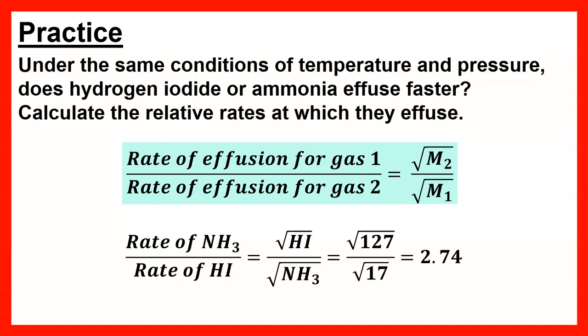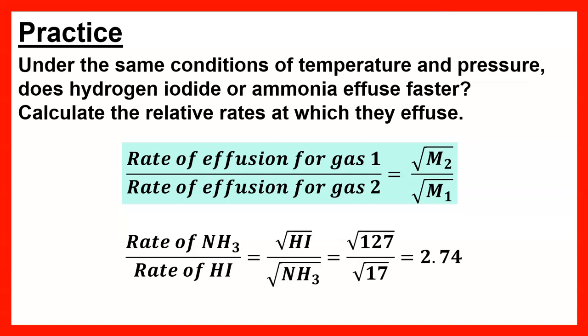So if I want to see how much faster NH3 is, I will set it up with the square root of the other thing, the hydrogen iodide, on top, and the NH3 on the bottom. So you can see, here's the molar mass of hydrogen iodide. Here's the molar mass of ammonia. Square root those things, and you have seen that ammonia is 2.74 times faster at effusing than hydrogen iodide.